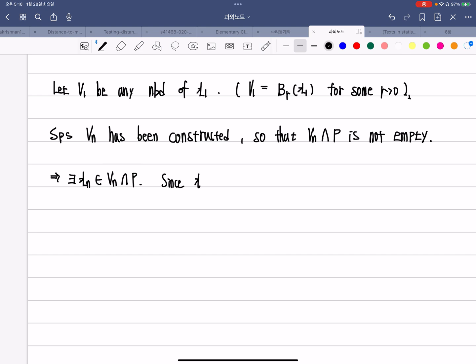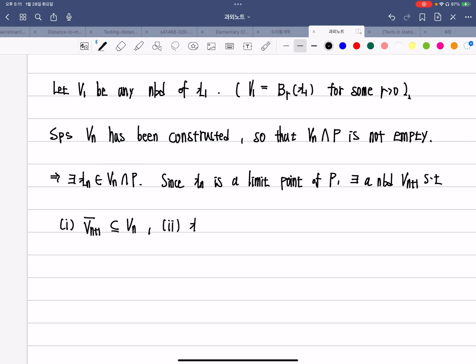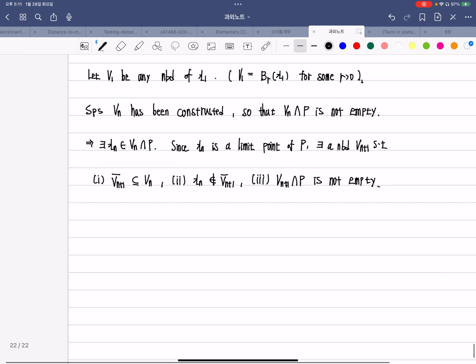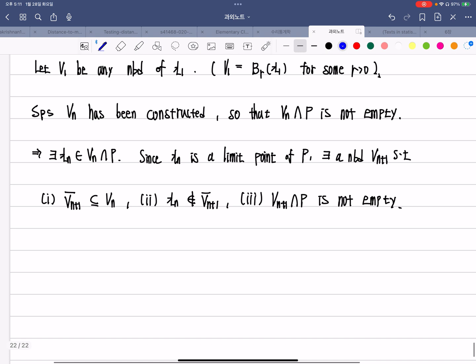Since Xn is a limit point of P, there exists a neighborhood Vn plus 1 such that the closure of Vn plus 1 is contained in Vn, Xn is not in the closure of Vn plus 1, and Vn plus 1 intersection P is not empty. Right? Why?